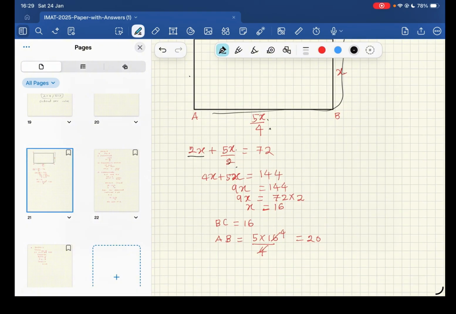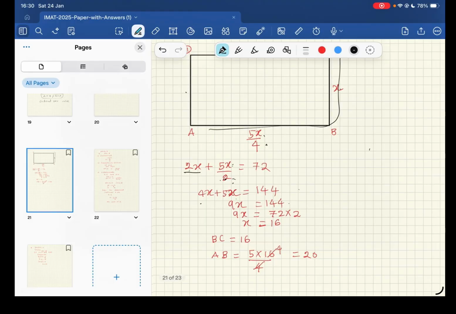Now it's very simple, solve it. You multiply everything by 2, so 2 into 2 is 4x, 2 into 5x is 5x, and 2 into 72 is 144. So 9x is 144, and solving for x, x is 16. So the height is 16, and what is your width? The width would be 5 into 16 divided by 4, which is 20.